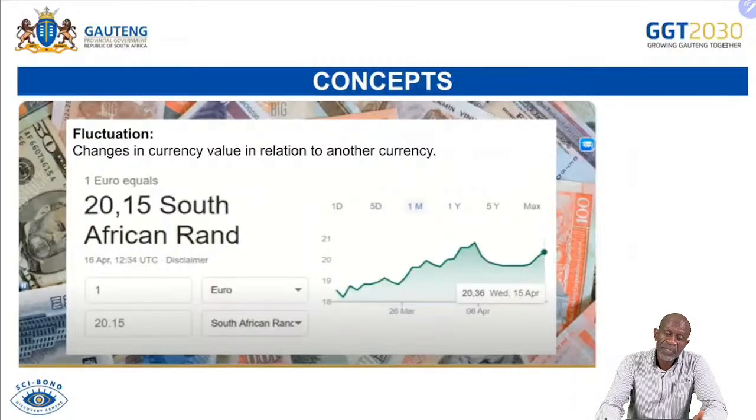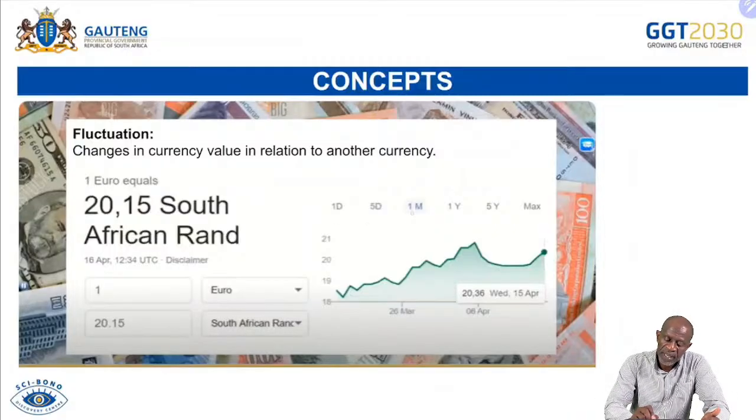The next concept, grade 12 learners, that you need to understand is that of fluctuation. Fluctuation, as I've indicated earlier, refers to the changes in currency value in relation to another, that the currency does not stay the same. And this graph here indicates various times of the day where currencies perform at its highest and where it performs at its lowest.